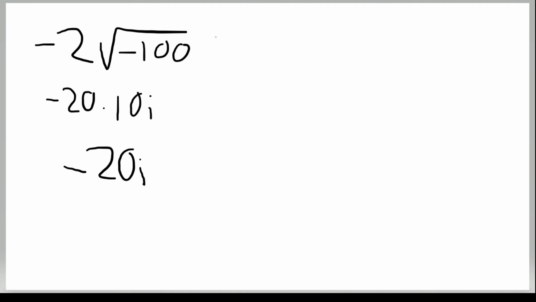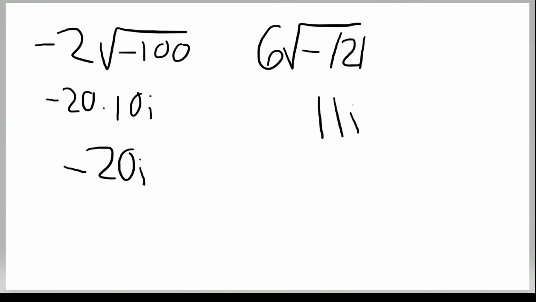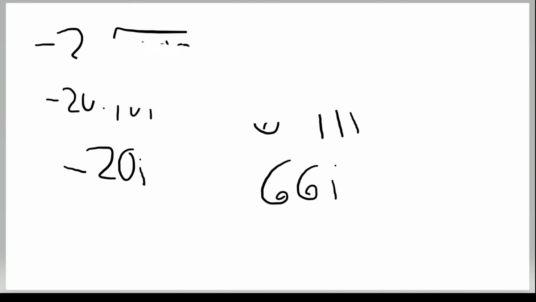Now, another one like this is 6 times the square root of -121. The square root of 121 is 11, so it'd be 11i. Of course, you have to multiply it by the 6, so now it's going to be 66i.